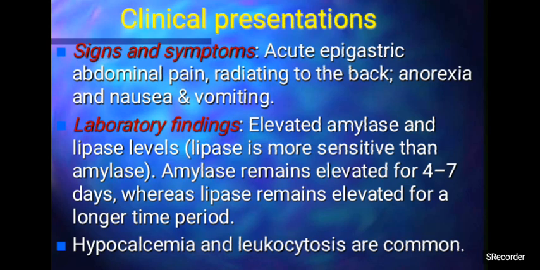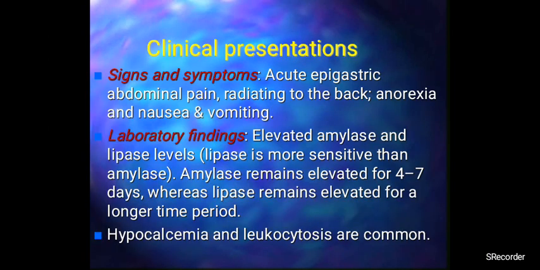For the laboratory findings in acute pancreatitis, we find elevated amylase and lipase levels. Of course, these are enzymes which come from the exocrine part of the pancreas. The amylase remains elevated for about 4 to 7 days, whereas the lipase remains elevated for longer periods of time. Also, hypocalcemia and leukocytosis are common in acute pancreatitis.